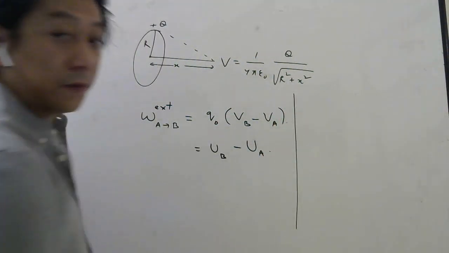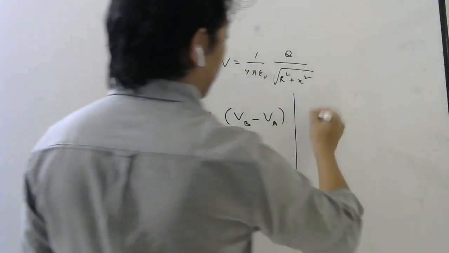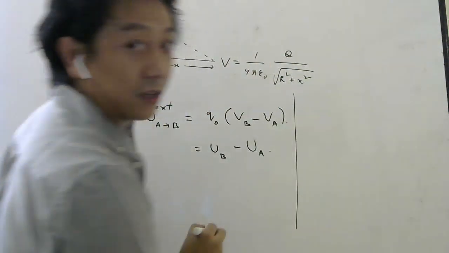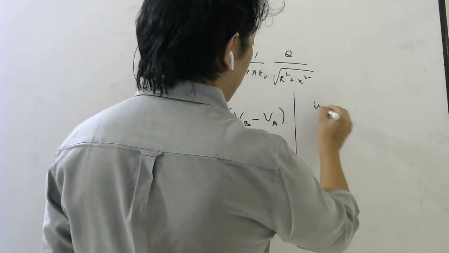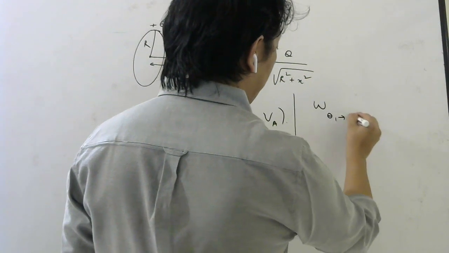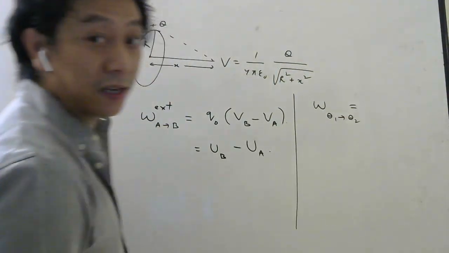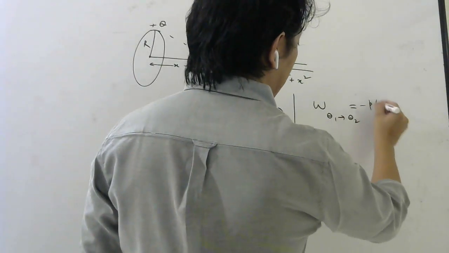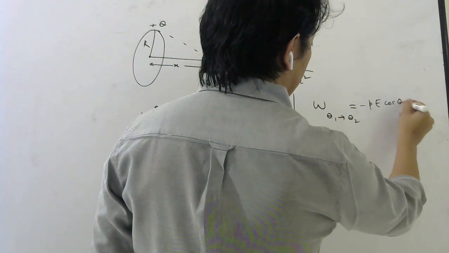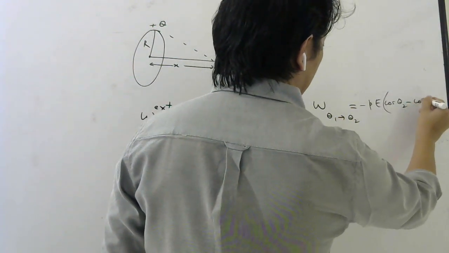Then I told you that if you keep a dipole at some angle theta in electric field, the work done to rotate the dipole from angle theta 1 to angle theta 2 is minus PE cos theta 2 minus cos theta 1.